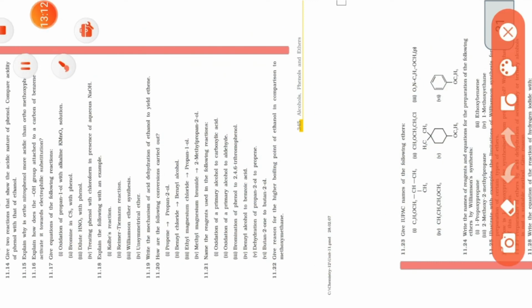Now it's C part. They're asking bromination of phenol to 2,4,6-tribromophenol. I think you know very well. I told you just now, Br2 in aqueous solution, means Br2 in water. Same way after that we are having number 4, benzyl alcohol to benzoic acid. It's very easy. KMnO4.